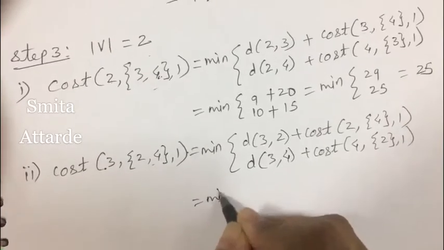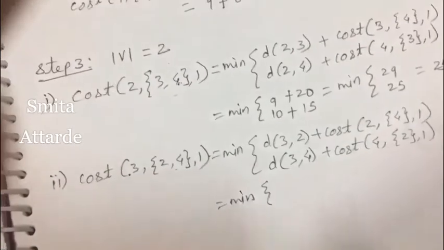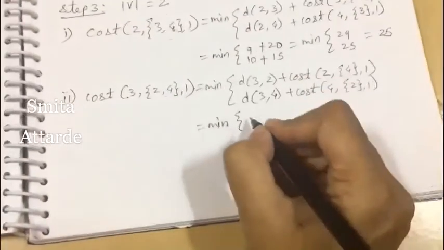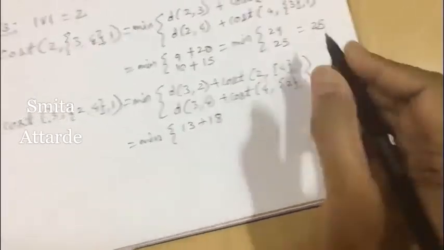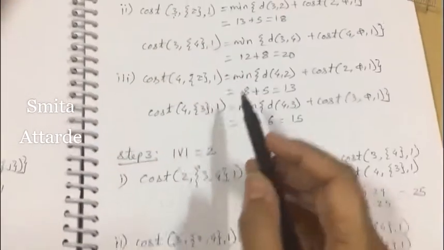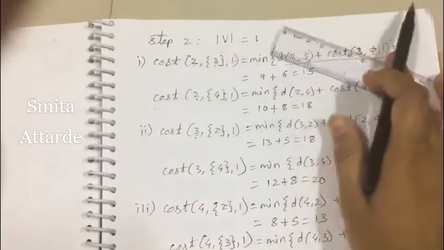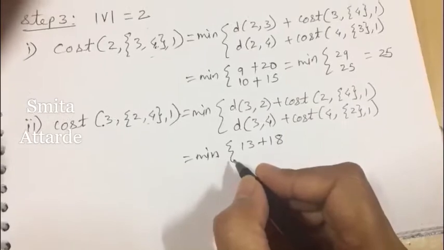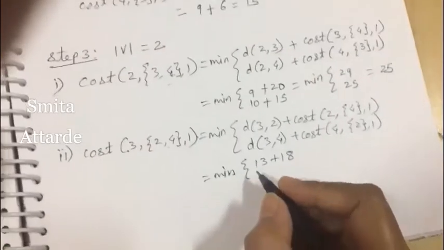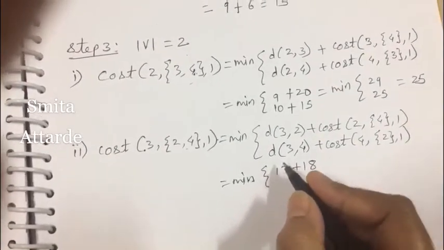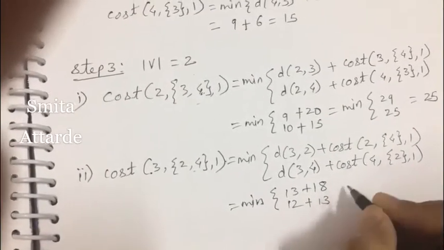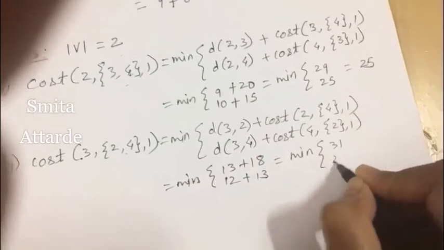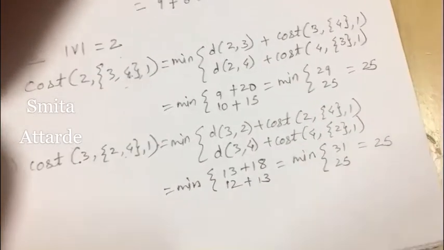So here we get 3 2 is nothing but 13 plus this is 241, we have calculated in the previous step here, that is 18, and distance of 3 4 is 12 and this is 13. So we get here min of 31 and 25, so the minimum value is 25.